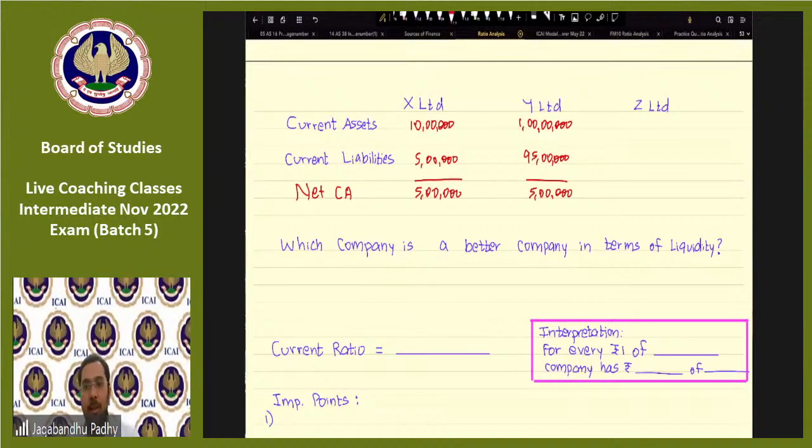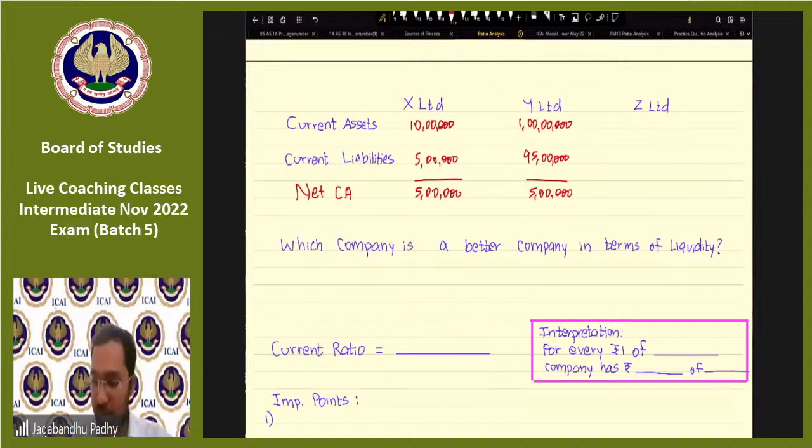Now, can you tell me which company is in a better position to satisfy the claims of creditors? Which company is more safe? Is it X or is it Y? X Limited, but net current asset is same for both of them. So how can you say that X Limited is more safe?